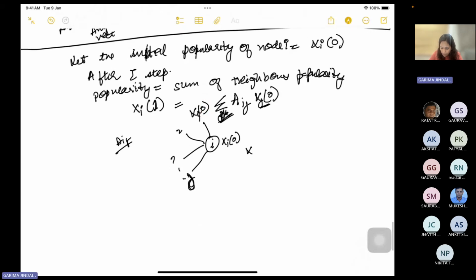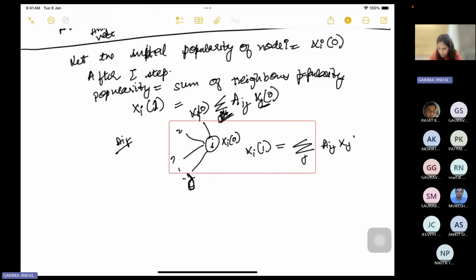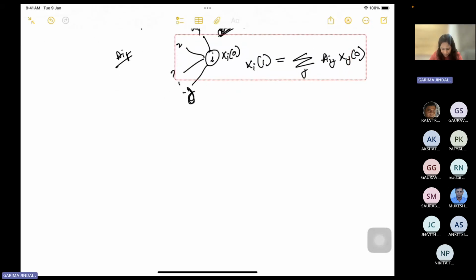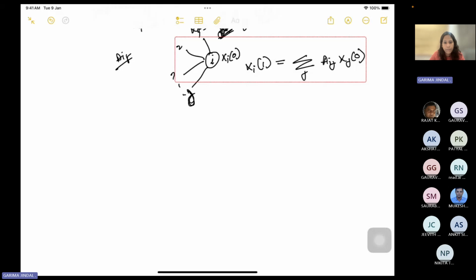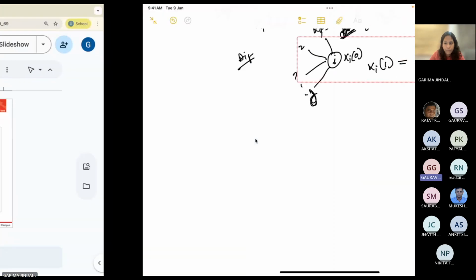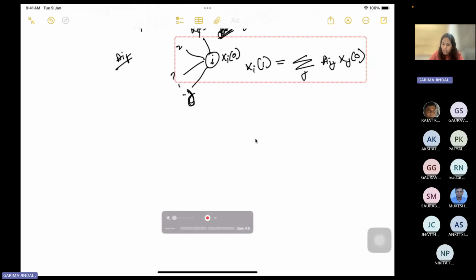So the cost of xi at 1 is equal to aij xj0. Up till now, any doubt, anyone? This expression is clear to everyone? Yes or no? Yes, ma'am. Okay.